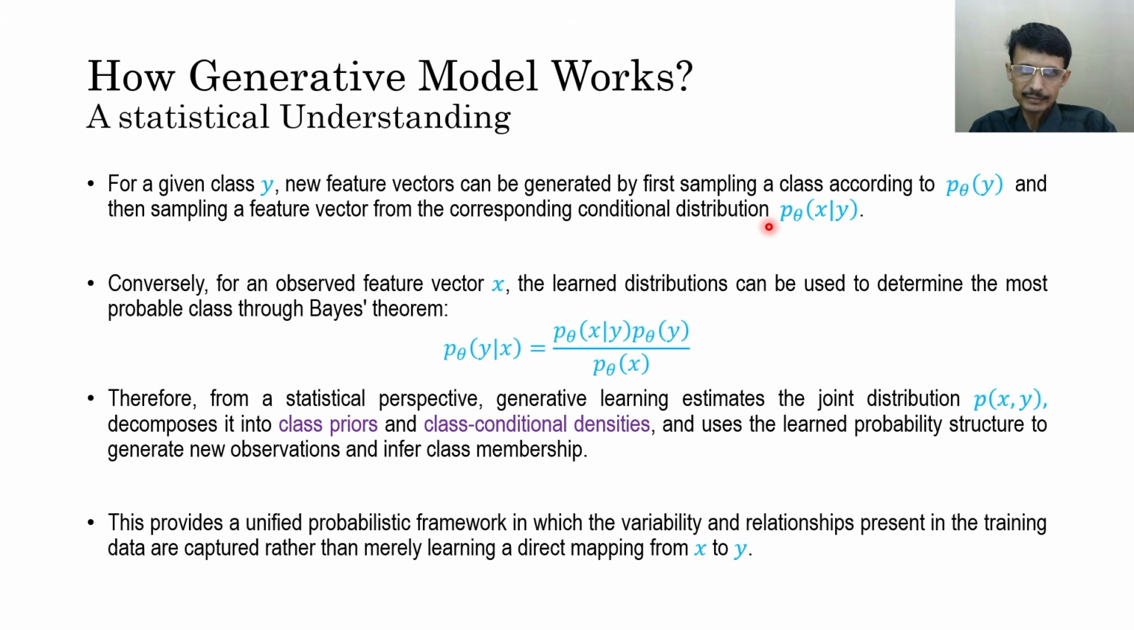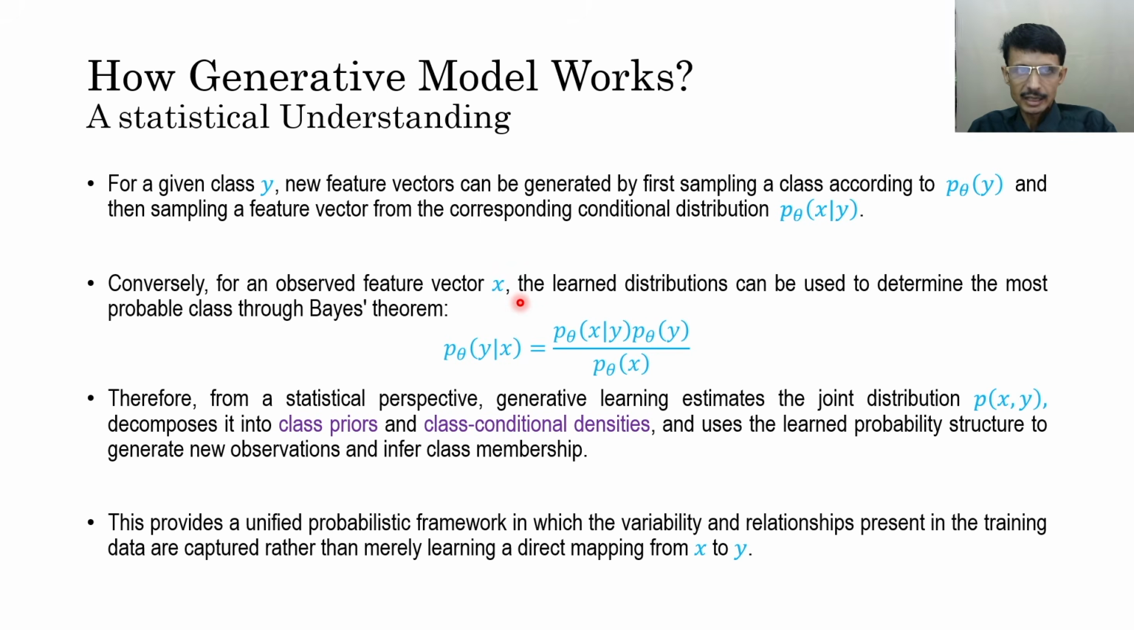Now, conversely, for an observed vector x, the learned distribution can be used to determine the most probable class. Given a class, we generate the conditional distribution, basically sampling the feature vector from the corresponding conditional distribution. So given a class, we get this feature vector. This is a typical generative process.